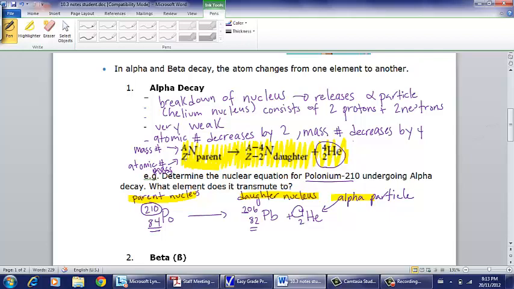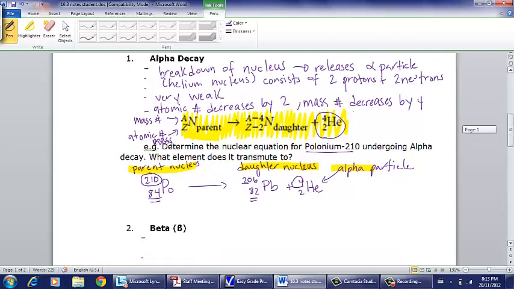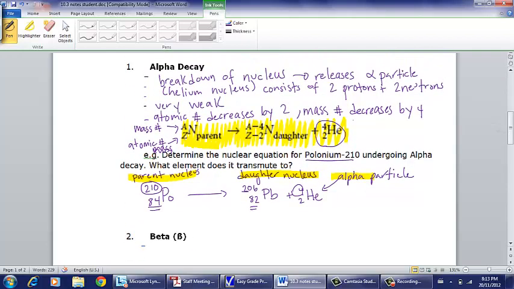There is a practice question on your handout that isn't here, so I'd like you to pause this for a minute and answer the practice question. You should have got americium-241, 95, changes into neptunium-237, 93, and 4, 2, He.